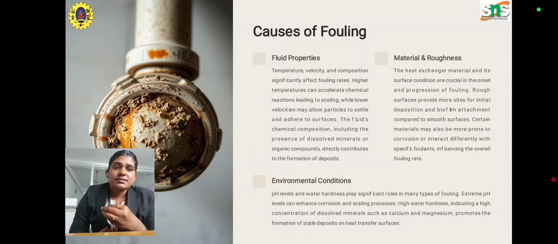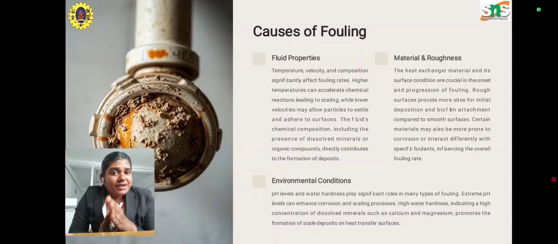So next we shall see about the materials and roughness. The heat exchanger material and the surface condition are crucial in the heat transfer process, and also when there is fouling, the material itself sometimes has to be changed, or further measures should be taken. The rough surface provides more sites for the initial deposition and microorganism growth.